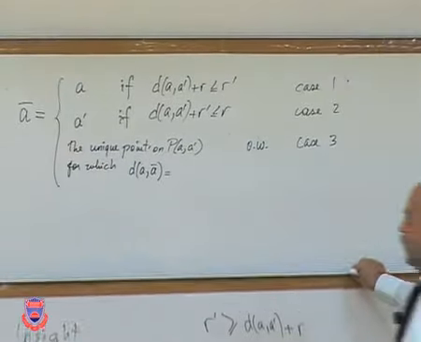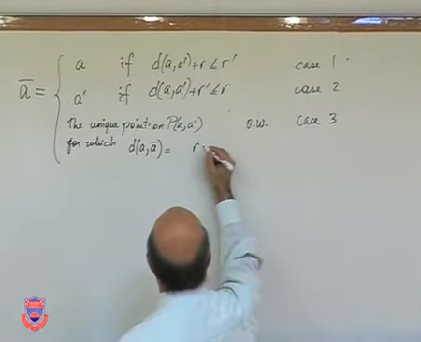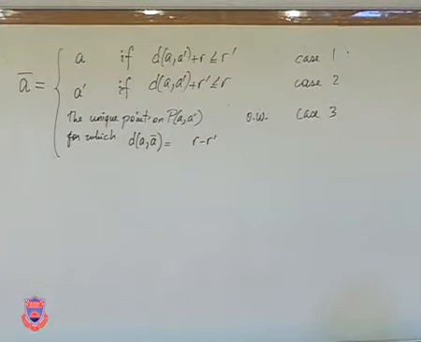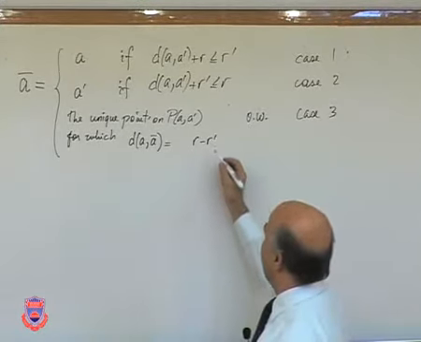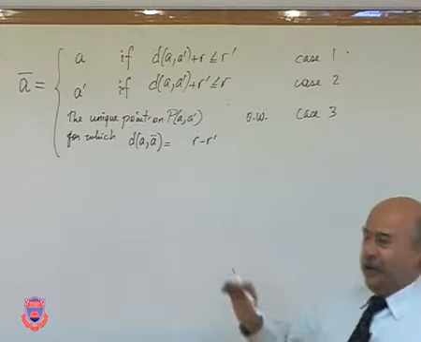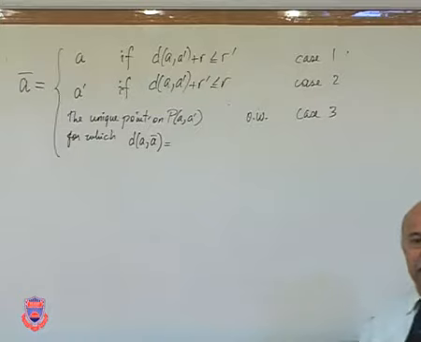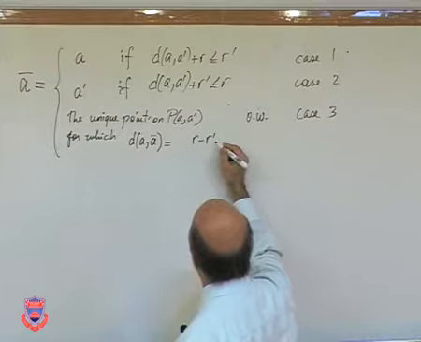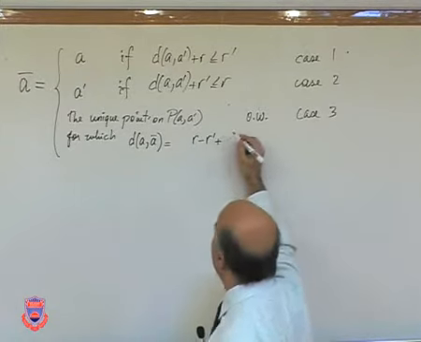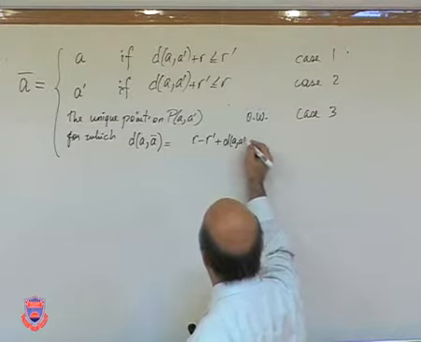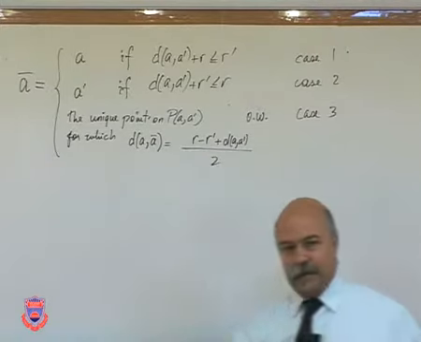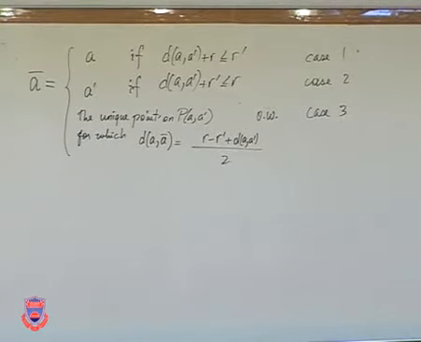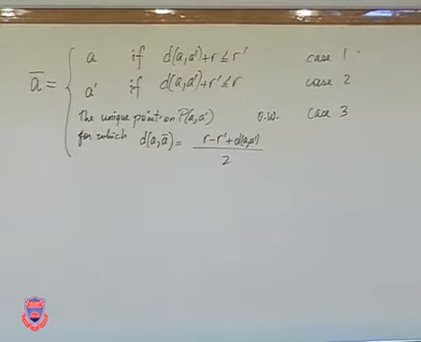Say that again. R minus... Oh, well, we don't know R bar yet, so you can't use that. R minus R prime plus dA prime. Good, you've got it. Yeah, that's it. How did you get that? You just played with it? Okay, good, that's correct.